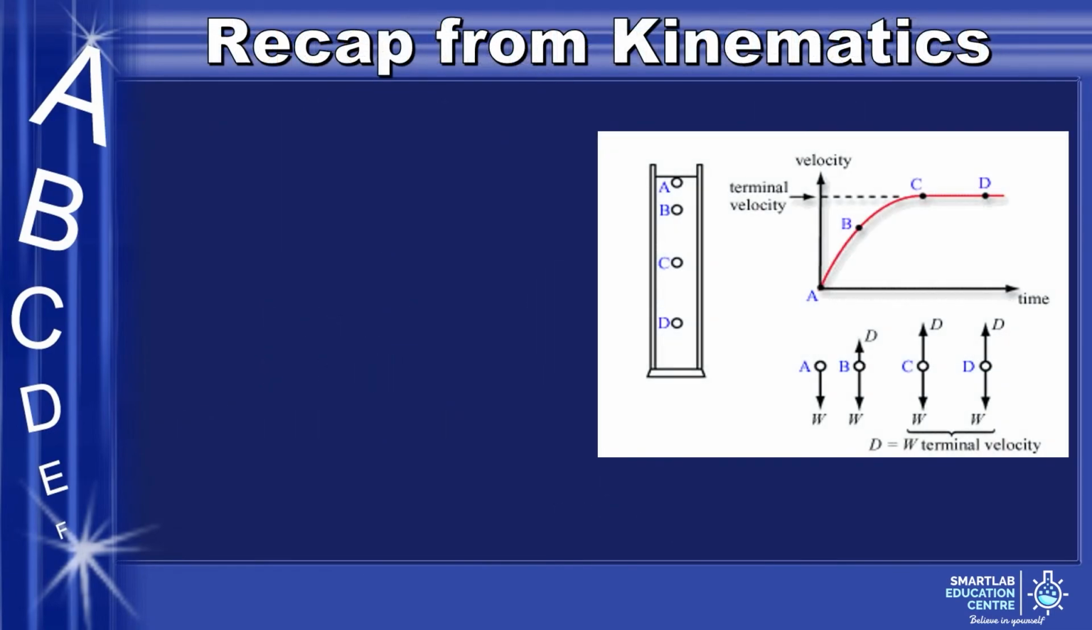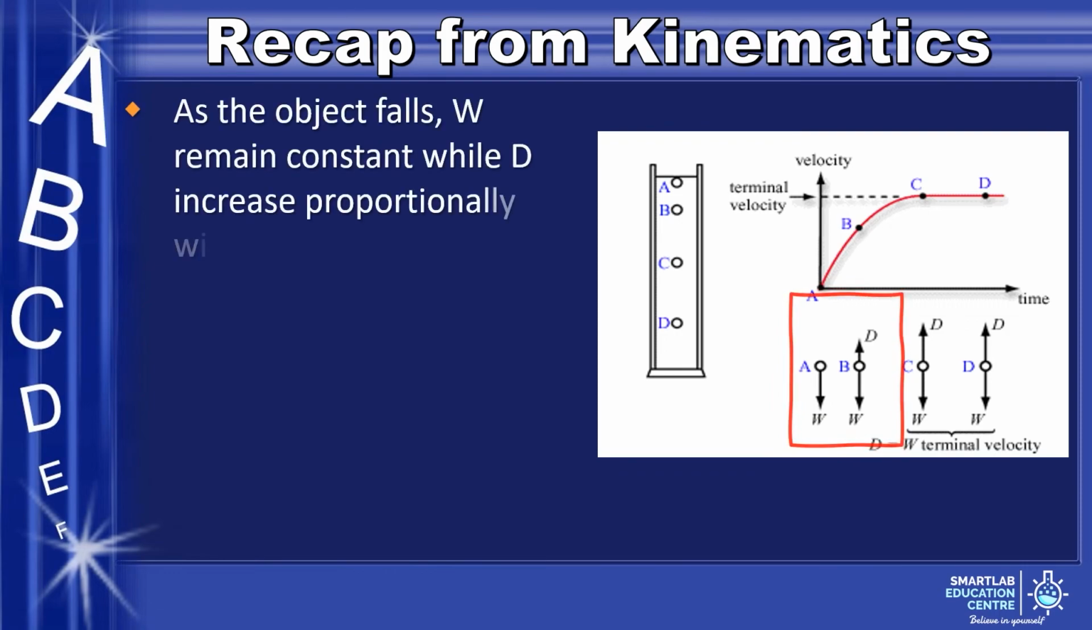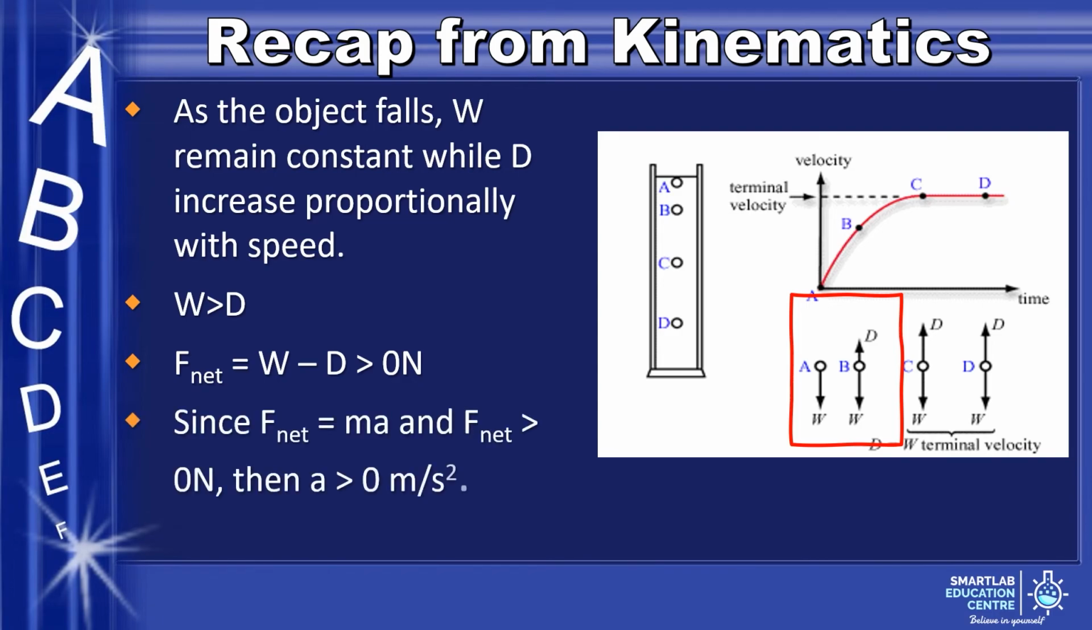Let us recap from kinematics. As the object falls, the weight of the object in free fall remains constant while the air resistance increases proportionally with speed. Hence, the weight is larger than the air resistance of the ball and the net force downwards will be more than zero. By Newton's second law, the acceleration of the ball will be more than zero, and hence the ball will increase in velocity.